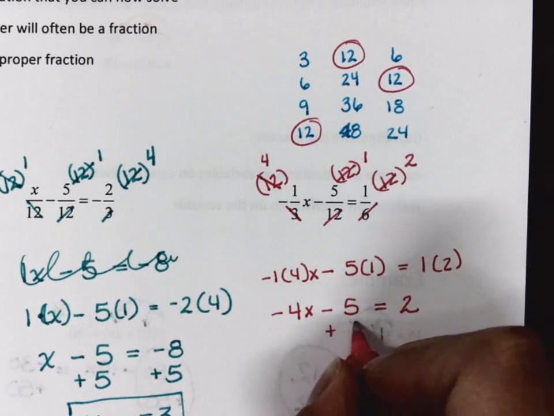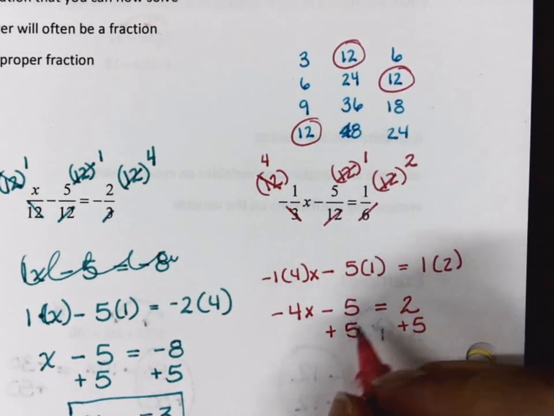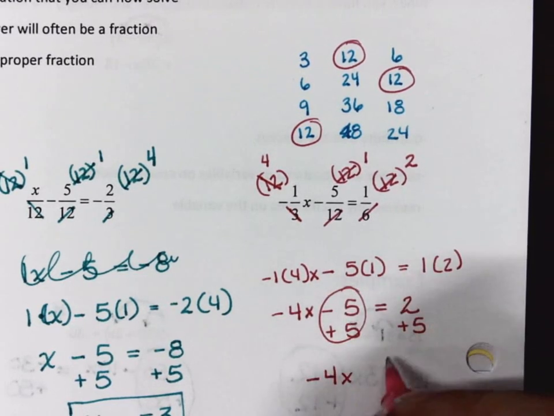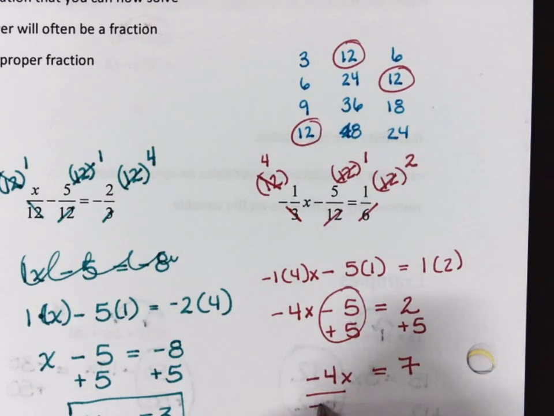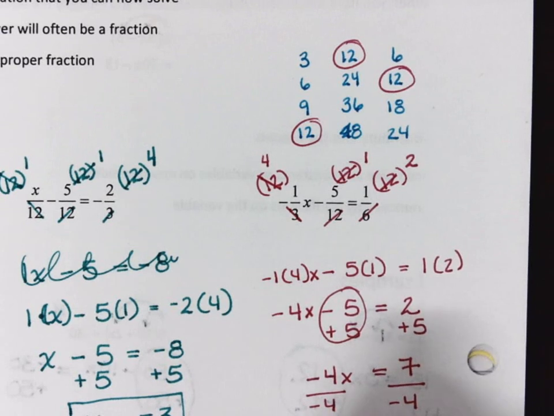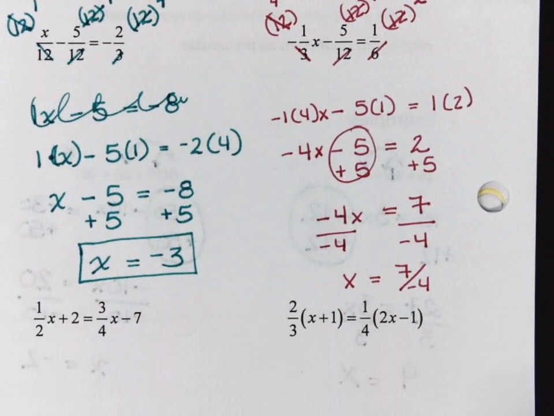So we are going to add 5 to both sides because I want to isolate that x. So we are going to have negative 4x, because that gives me 0, equals 7. Divide by negative 4. Divide by negative 4. So x is equal to 7 over negative 4. Sorry, I used a slash again because I was running out of room.